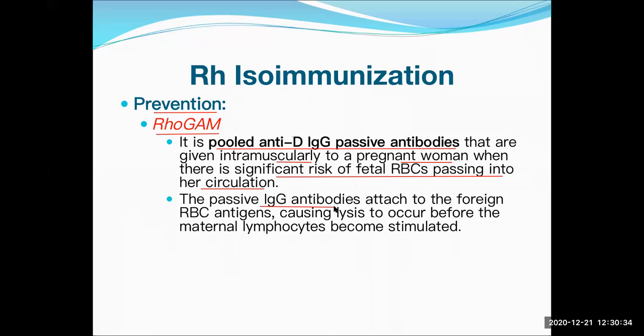The passive IgG antibody attaches to the foreign RBC antigen, causing lysis to occur before the maternal lymphocytes become stimulated. You see this? These are the passive antibody, means preformed antibody. So we give this to the mother. So what happens? Even if the fetal RBC are present in the mother now, these IgG antibody will bind with them and they are removed from the circulation. So they cannot stimulate the maternal lymphocyte to form those antibody which can pass to the fetus later on. This is the main principle.